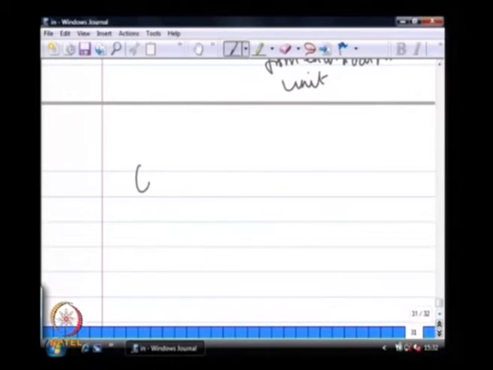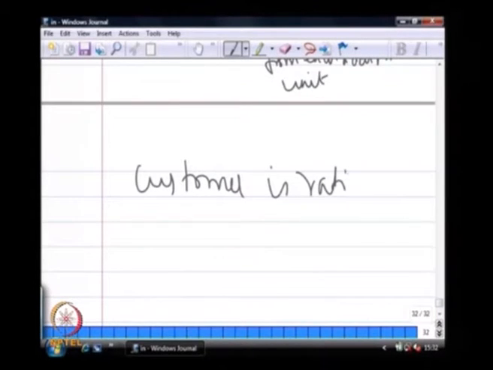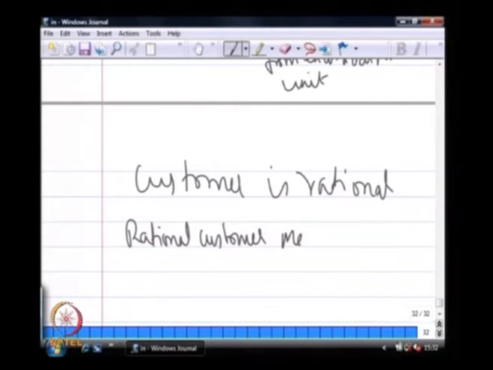It is always assumed that a consumer is a rational thinker. So a customer is a rational thinker, and economists assume that since the consumer is rational, he will try to maximize his or her total utility. So, a rational customer maximizes total utility.